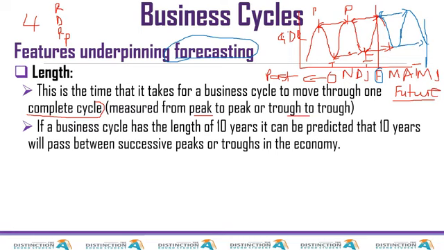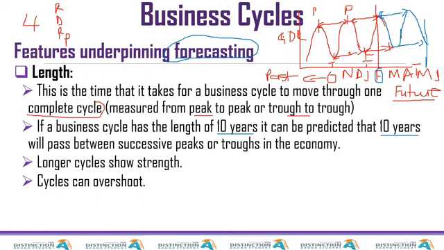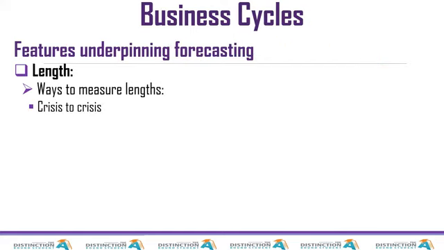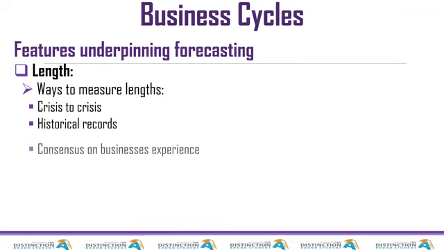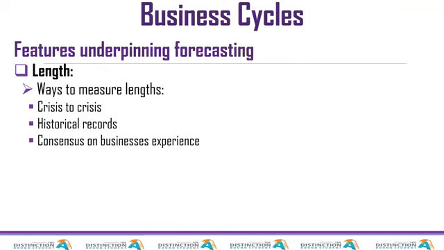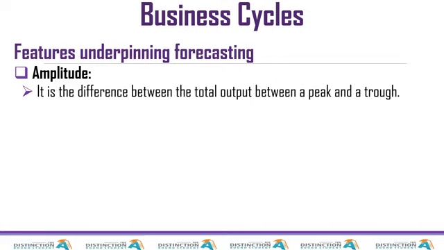So if a business cycle has a length of 10 years, it can be predicted that 10 years will pass before successive peaks or troughs in the economy. Longer cycles show strength, and cycles can overshoot. That's true. Ways to measure the length: we have crisis to crisis, historical records, and consensus on business experience.